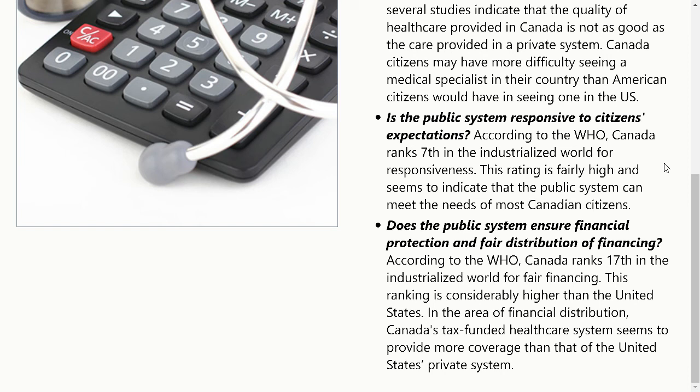Does the public system ensure financial protection and fair distribution of finances? According to the World Health Organization, Canada ranks 17th in the industrialized world for fair financing. This ranking is considerably higher than the United States. In the area of financial distribution, Canada's tax-funded healthcare system seems to provide more coverage than that of the United States private system.